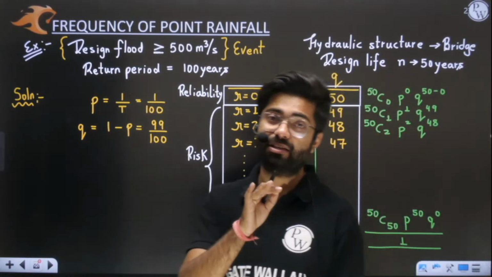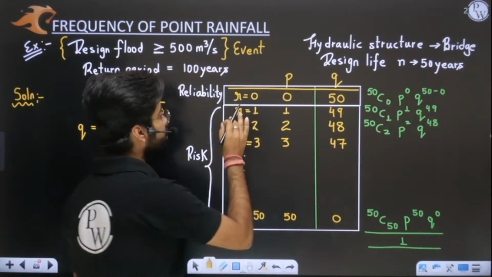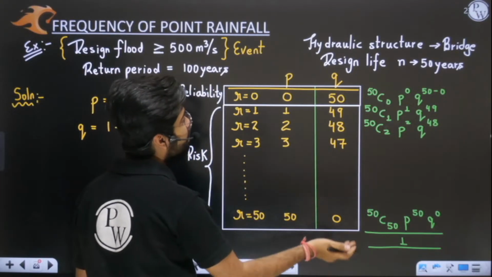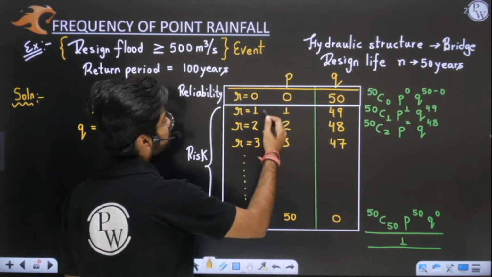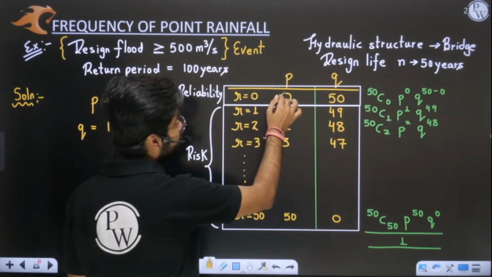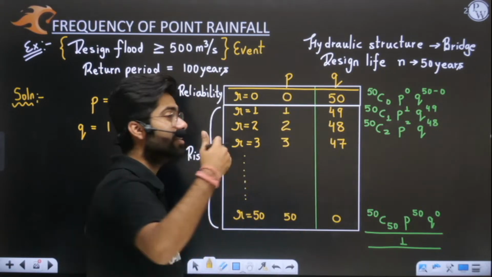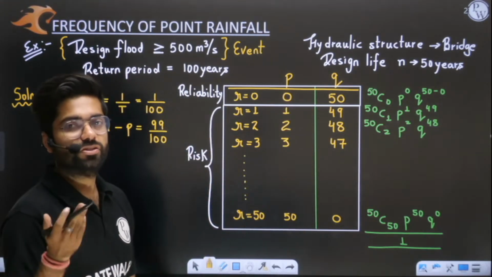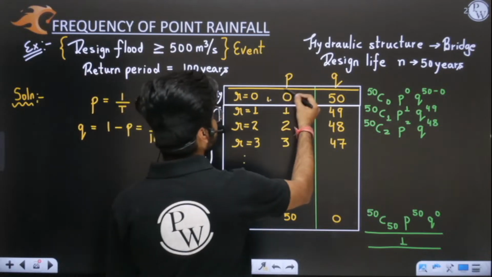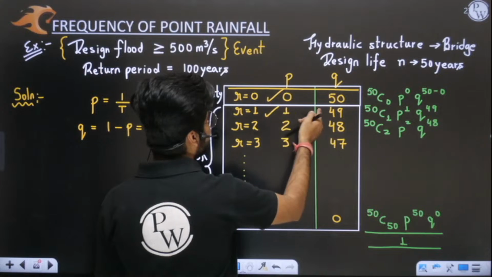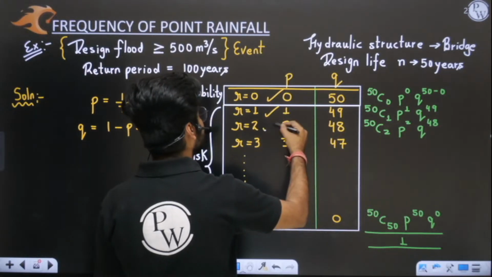This simply implies that it is highly likely that the number of times the flood will occur will be very, very low. That thing is more likely. Yes or no? If you find this probability, for case 1 it will be highest. Second highest probability will be this one. Third highest probability will be this one.